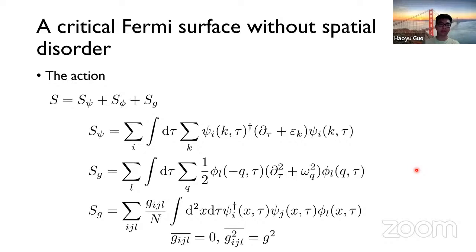So let me talk about the first theory. Let me write down the action again. It has three components. You have a fermionic field with a Fermi surface given by epsilon k. You have a critical boson with some dispersion given by omega q squared. And there is a Yukawa coupling between the fermions and bosons, and then we make it random in the flavor.